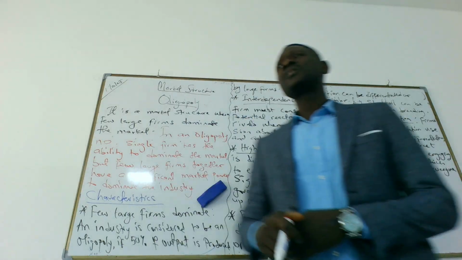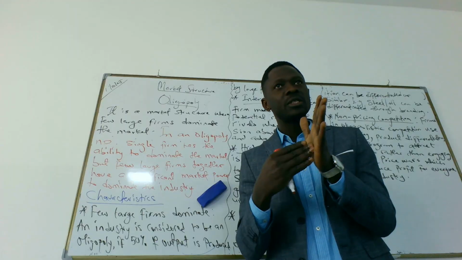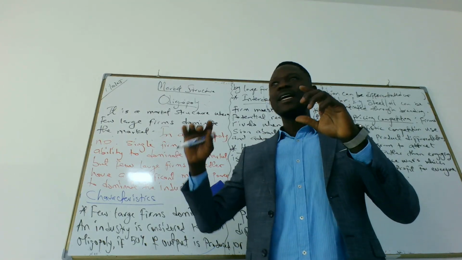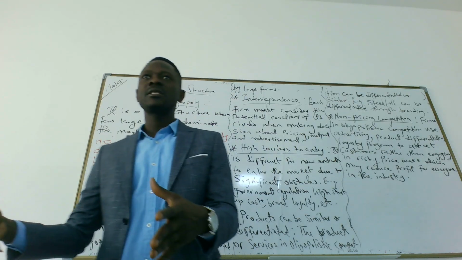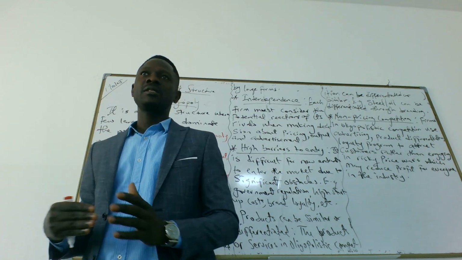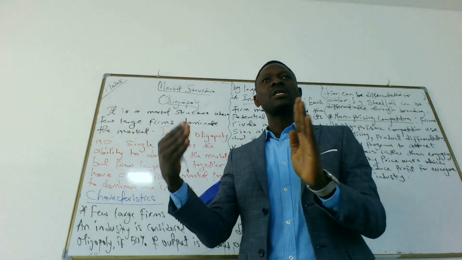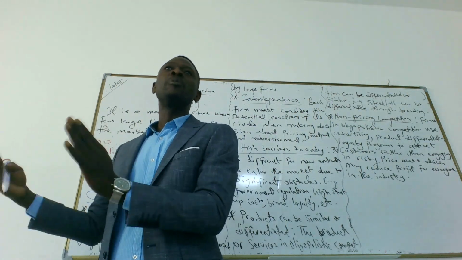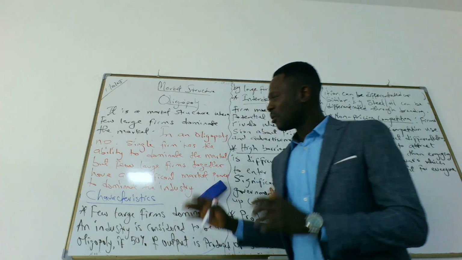Now the point is this. That's why when you talk about collusion, they could collude, because a single firm cannot come up with dominance, but they can come together to create that dominance, which is collusion, which is illegal. But we're going to get there when we start talking about the behaviors of firms in oligopolistic competition. But before then, what are the characteristics of oligopolistic competition?